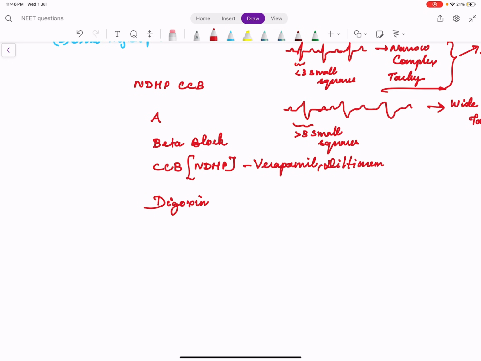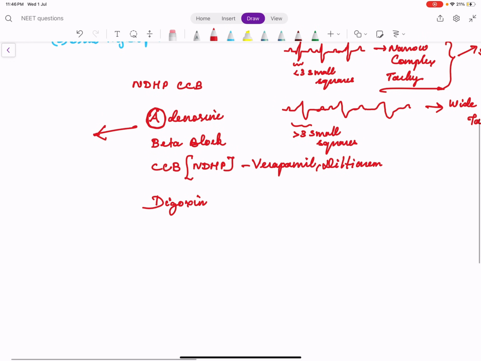Okay. I told you when discussing atrial fibrillation, there is no role of A in atrial fibrillation. A stands for adenosine. Adenosine is the drug of choice for treatment of AVNRT or PSVT, paroxysmal supraventricular tachycardia.